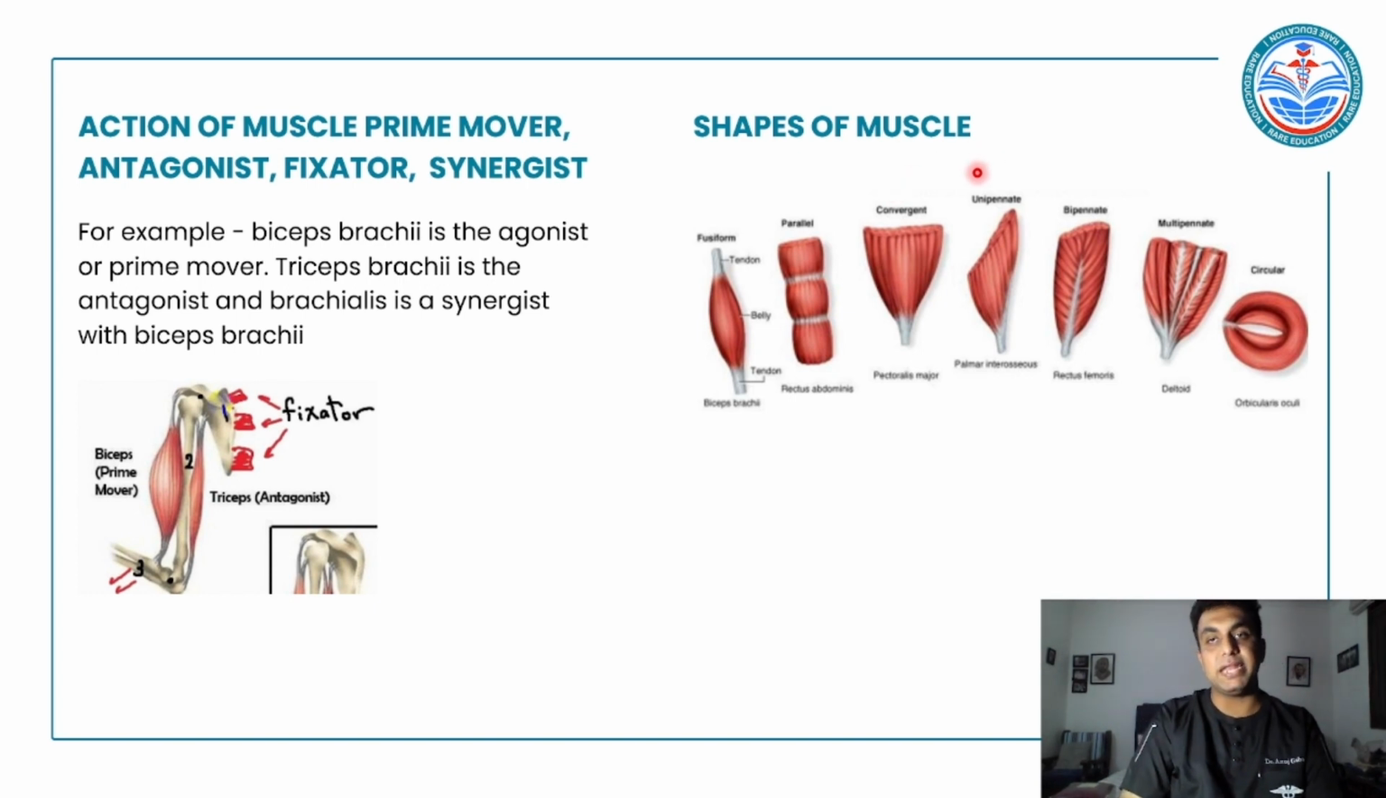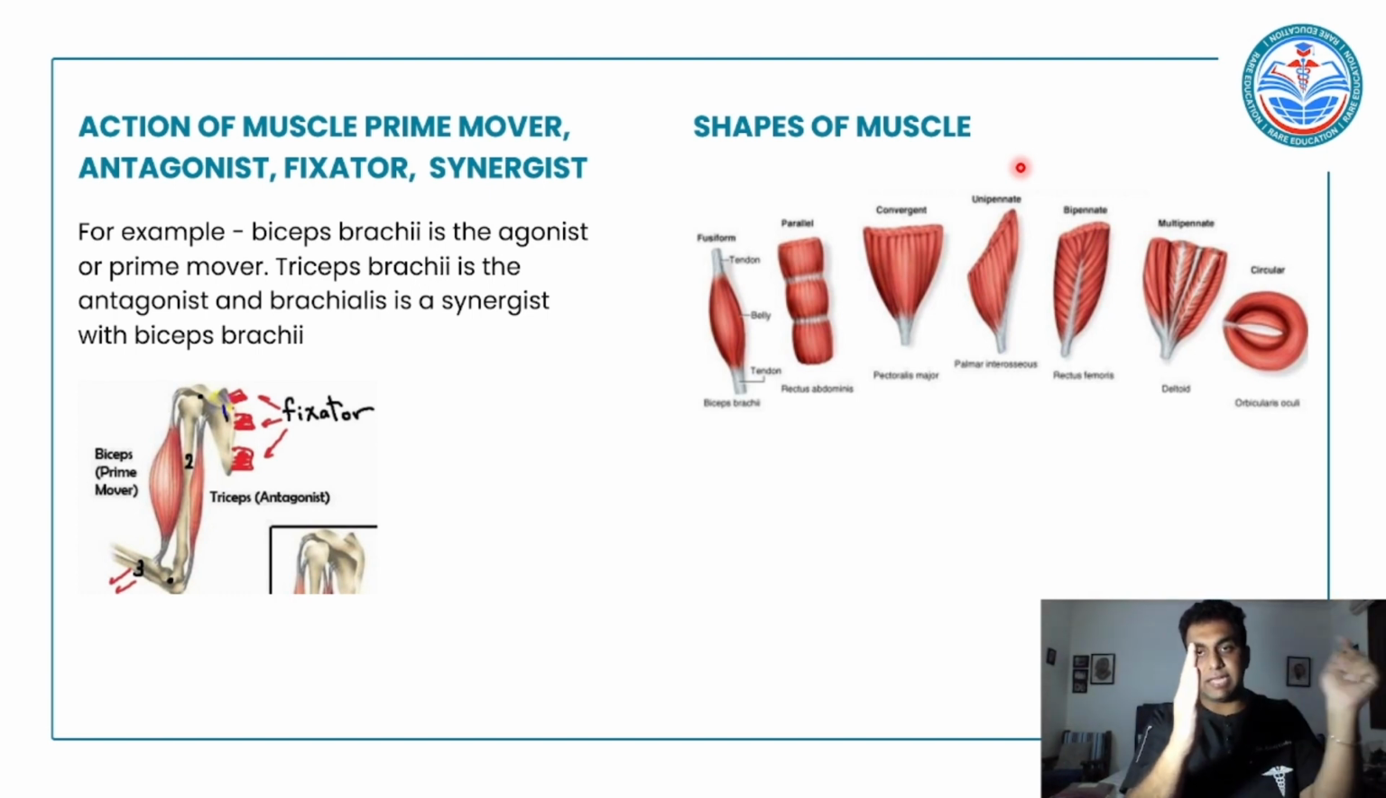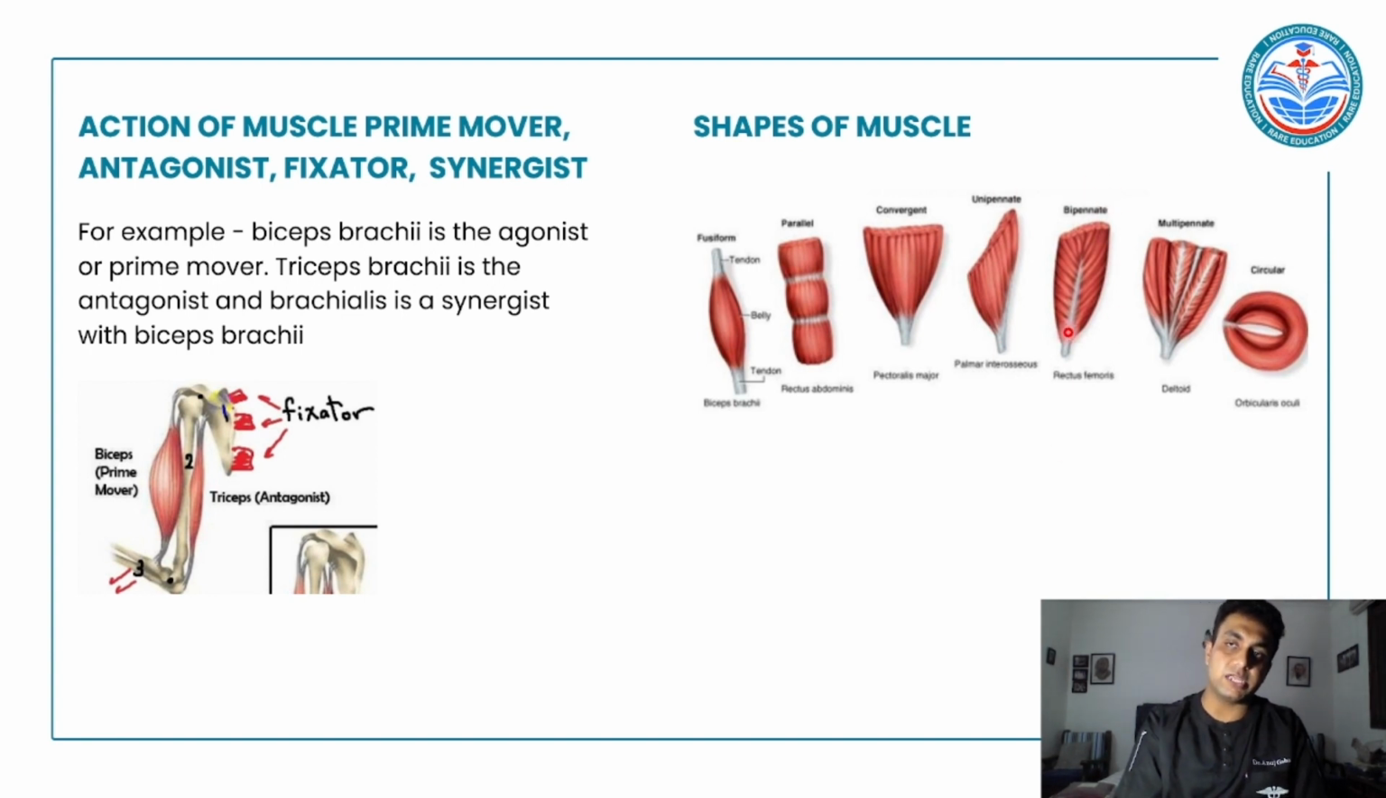Now, unipinnate. Pinnate is basically a Latin term that means feather, the feather of a bird. So the stem is there and the feathers are only on one side. There are no feathers here, only feathers on one side. That is called unipinnate. The basic example is palmar interossei, the muscles in your hands. We'll study that when we study the upper limb and hand. Bipinnate, as I mentioned, a very beautiful question that is always asked and expected in your next exam, is rectus femoris.